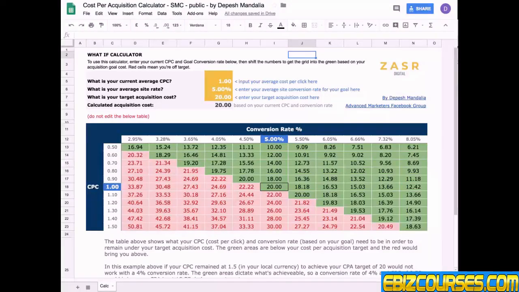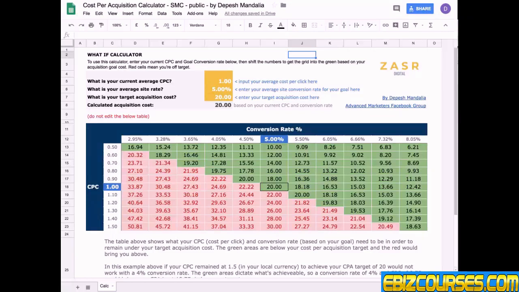Hey, this is Deepesh, and in this video, I want to take you through the CPA, the cost per acquisition calculator, which I created to help visualize how to look at your conversion metric and your cost per click, because they're the two factors that come into play to influence what your cost per acquisition is. So you can work on both sides of the equilibrium.